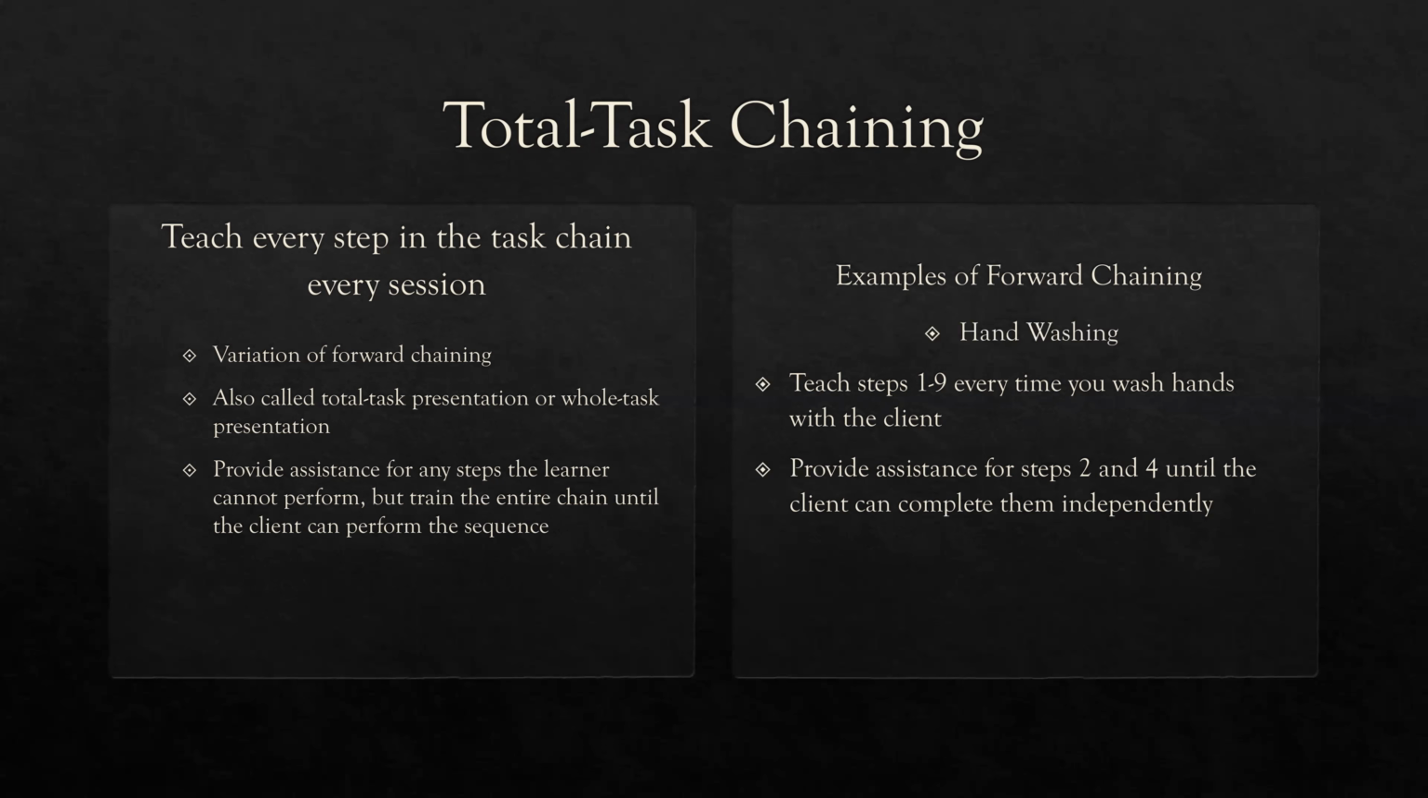Now, let's say the client has trouble with steps 2 and 4. Well, you will provide assistance for steps 2 and 4 until the client can complete them independently, but you will still teach every single step in the chain. Obviously, total task chaining is often quicker. It's often used when you, again, already know most of the steps, or you have a very skilled learner. You're teaching every single step and having them complete the chain themselves every single time, and only providing assistance for steps they don't know.